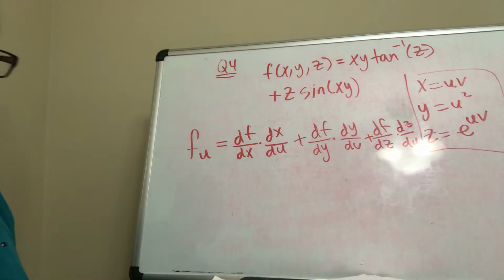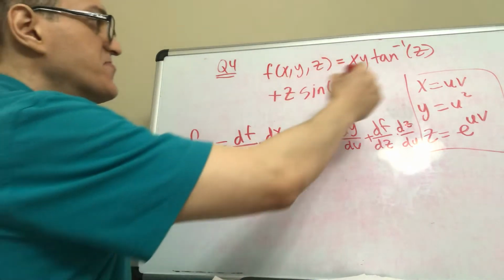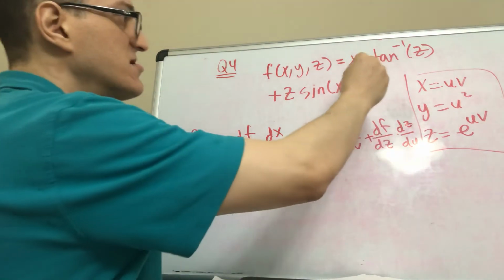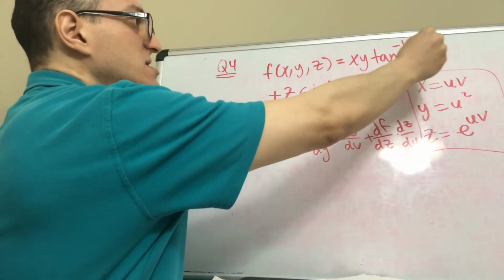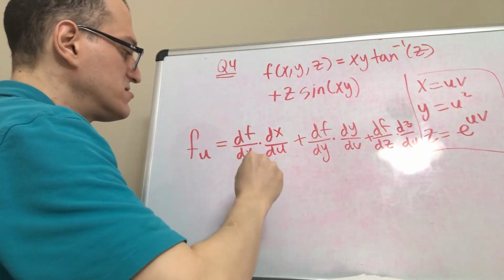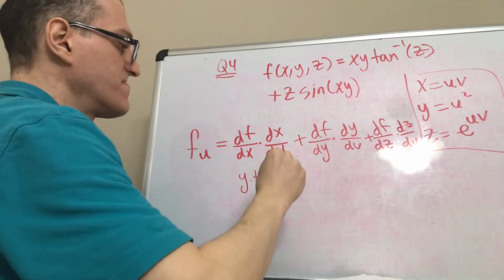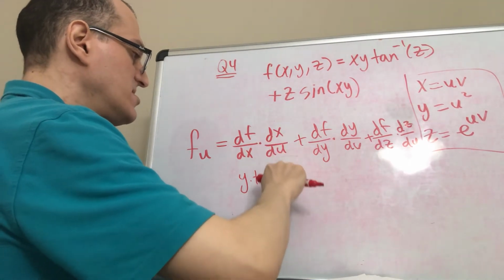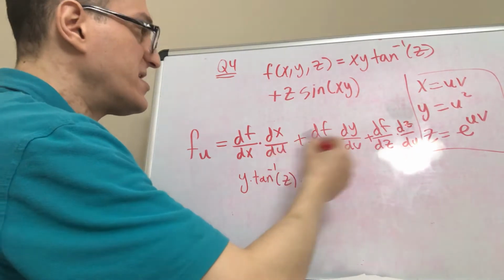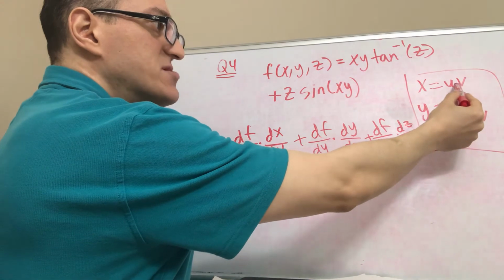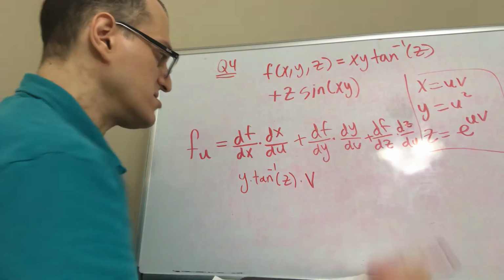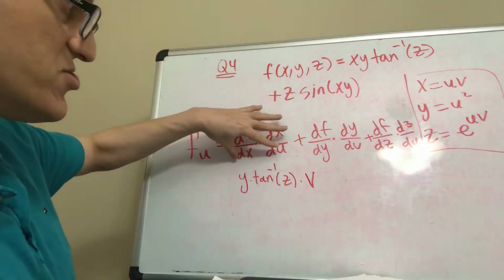Then you start finding the derivative. The derivative of this with respect to x, so everything else is a constant. The derivative of this with respect to x, this whole thing will be a constant, so the answer would be y tan inverse of z, and the derivative of x with respect to u. We find the derivative of this in terms of u. A constant u would be just a constant. So this is the derivative, the first term.